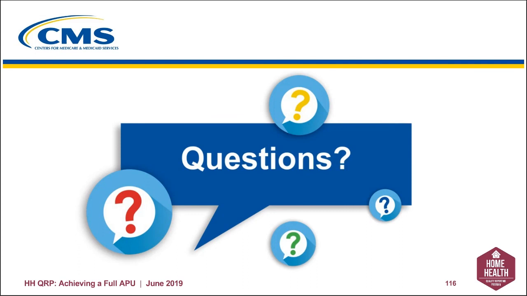If you're prevented from submitting your records within the 30-day submission deadline time frame, you may be eligible for an exemption or an extension. We recommend that you reach out to the Reconsideration Help Desk about this process. More information on this process and the contact information for that help desk can be found on the CMS website HHQRP pages under Extensions and Exemptions.